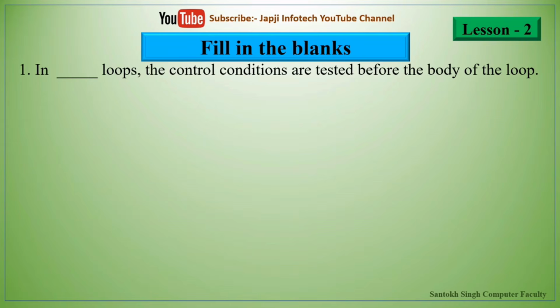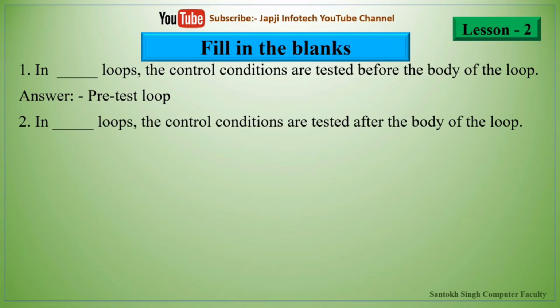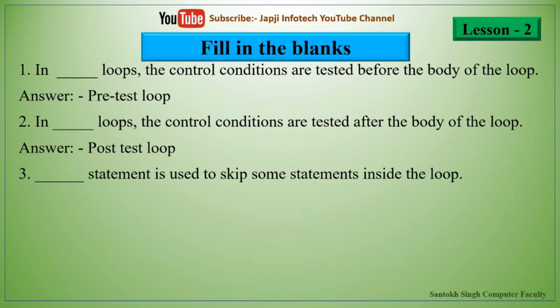So the right answer is in pre-test loop, the control condition is tested before the body of the loop. Second one is, in dash loop, the control condition is tested after the body of the loop. And the right answer is in post test loop, the control condition is tested after the body of the loop. And the third one is, dash statement is used to skip some statements inside the loop. So the right answer is continue statement is used to skip some statements inside the loop.